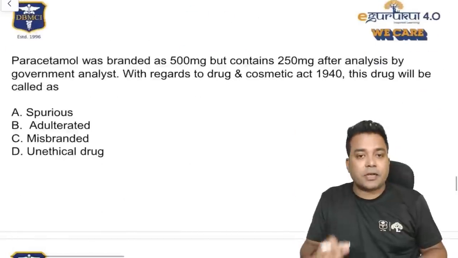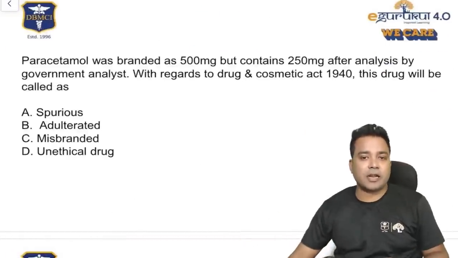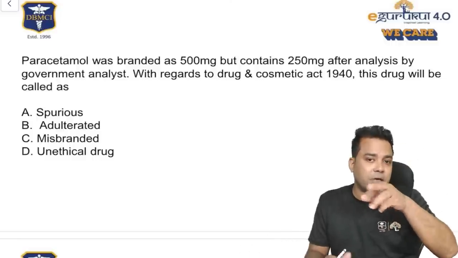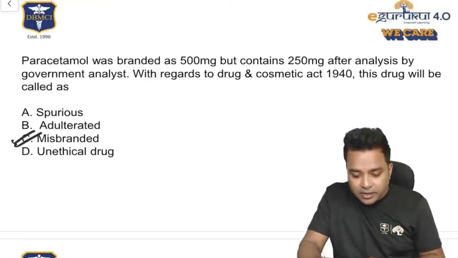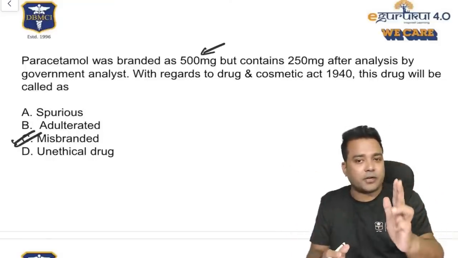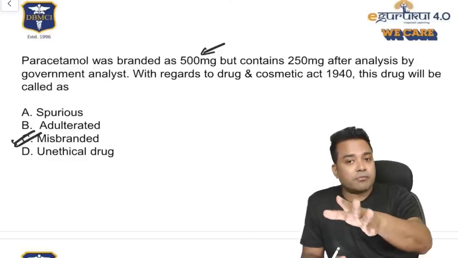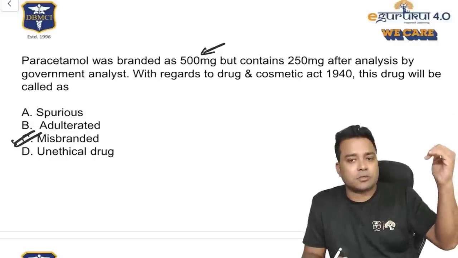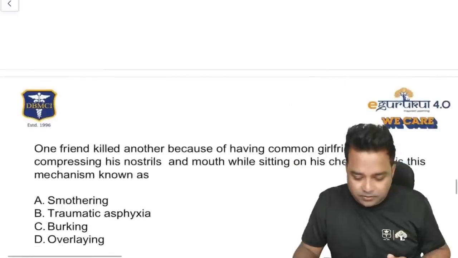So this was the question. Paracetamol was branded as 500 milligram but contains 250 milligram after analysis. With regards to Drug and Cosmetic Act, this drug will be called as. The moment you see mislabeling, go towards misbranded. The moment you see that paracetamol 500 milligram was there along with some toxic agent was found, adulterated drugs. The moment you see in the lines of the question that it was not PCM 500 milligram, it was ibuprofen or something else, spurious drugs. There is nothing called unethical drugs. That was a dummy option given in the question.